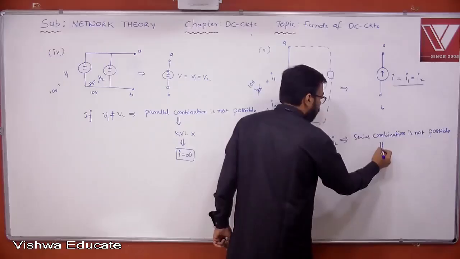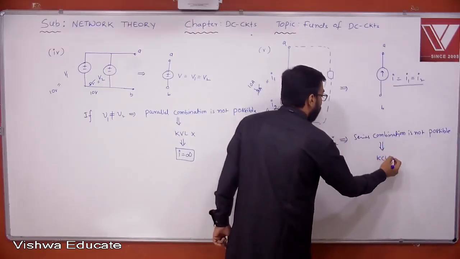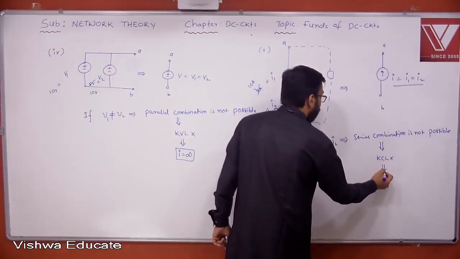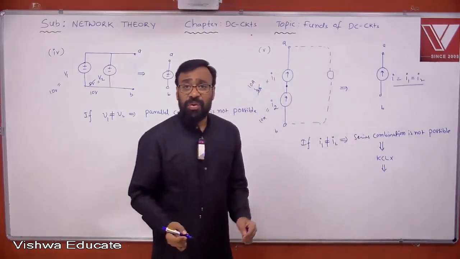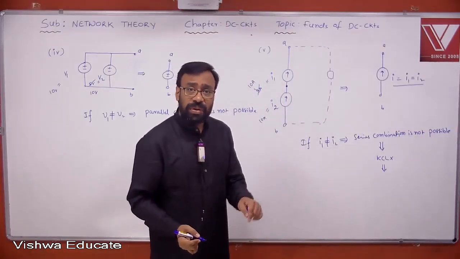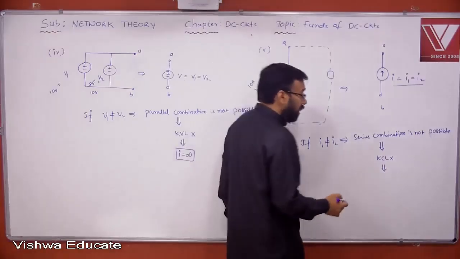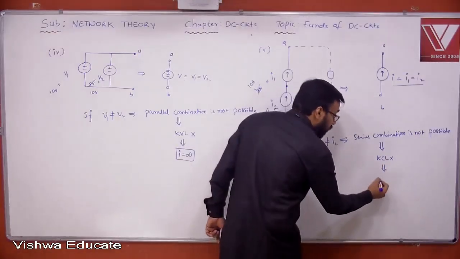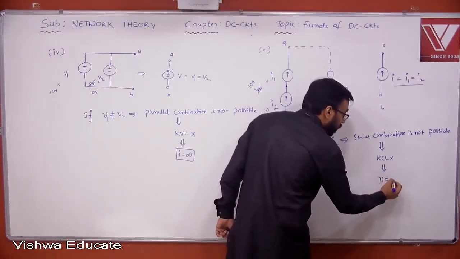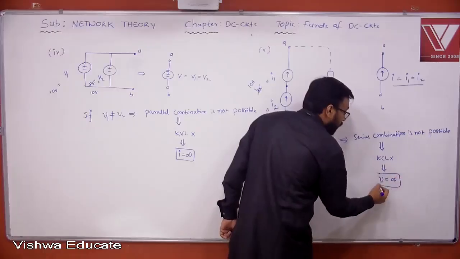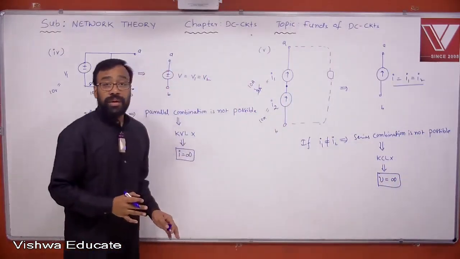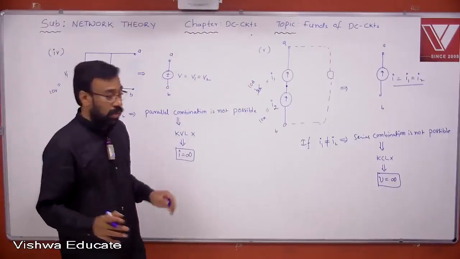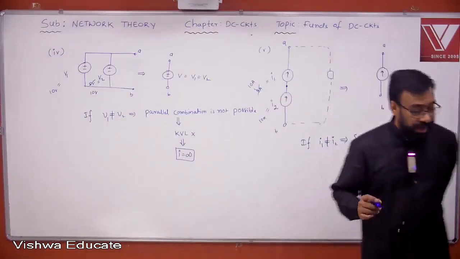Why is it not possible? Because KCL is getting violated. What will happen if I connect them forcibly? If I connect them by force, what will happen? We know that KCL is getting violated, then obviously wherever KCL is getting violated, how much voltage results? Infinite voltage. Immediately the circuit gets damaged. Please note down these important points.